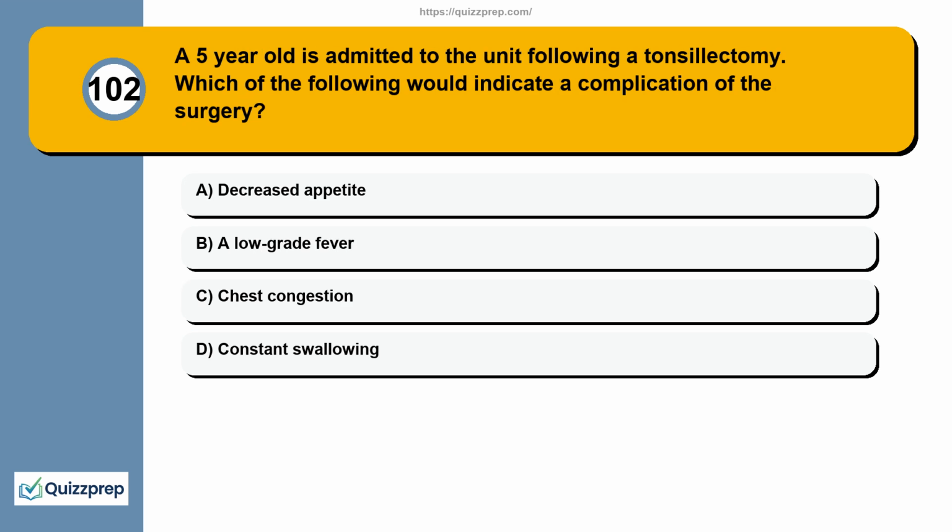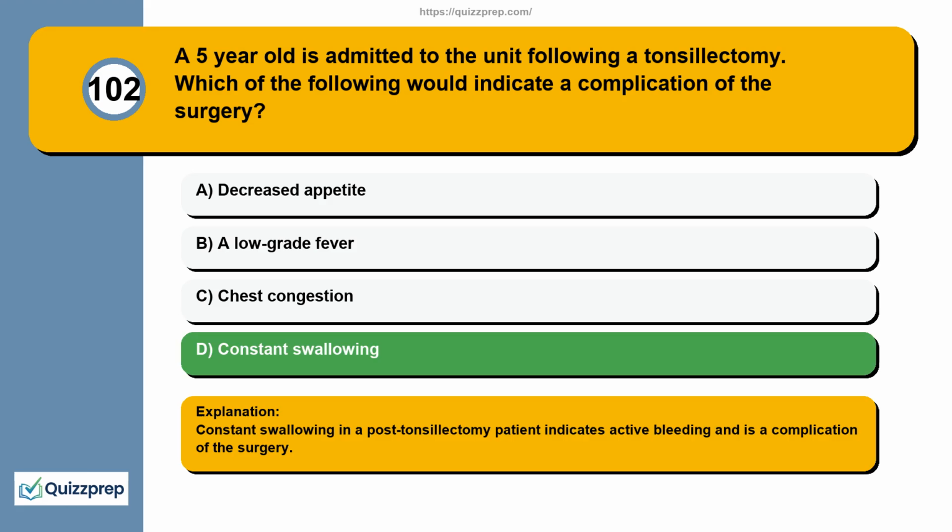Question 102. A 5-year-old is admitted to the unit following a tonsillectomy. Which of the following would indicate a complication of the surgery? Decreased appetite, a low-grade fever, chest congestion, constant swallowing. Constant swallowing in a post-tonsillectomy patient indicates active bleeding and is a complication of the surgery.